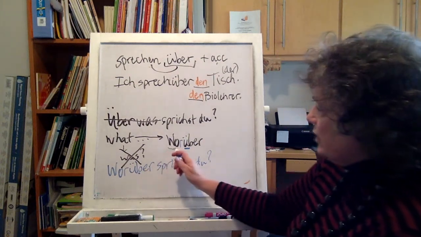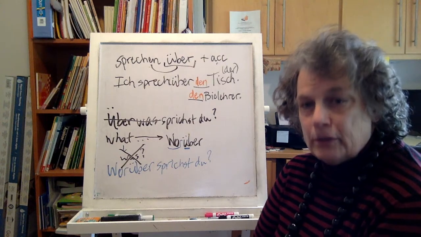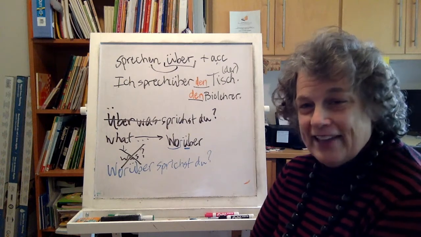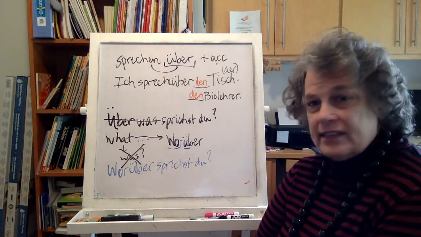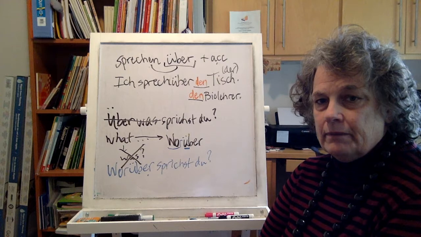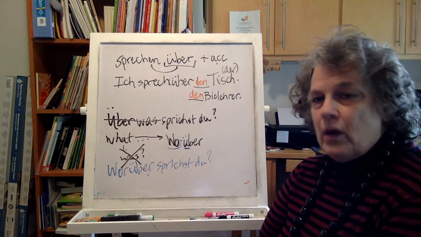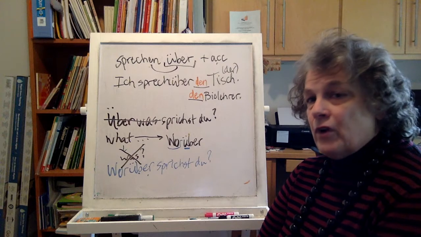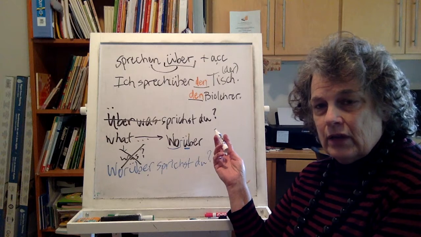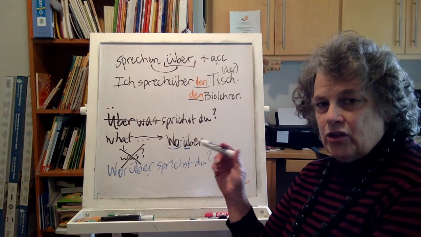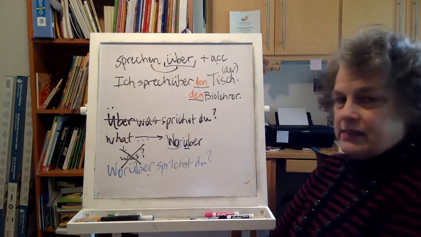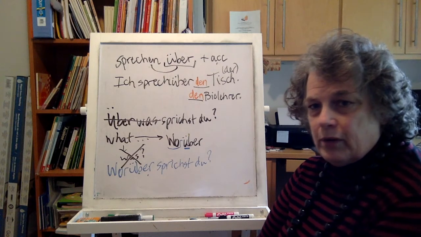Now, this wo looks a lot like where, doesn't it? The question word in German for where is wo. I'm sorry, I can't do anything about that. It does look like where, but it has nothing to do with where when it is attached to a preposition. Okay? So again, one more time, if you want to say what about a verb that has a preposition attached to it, like what are you talking about, then you're not going to use was. You're going to use a wo compound plus the preposition, and if the preposition starts with a vowel, you're going to put an R in the middle.